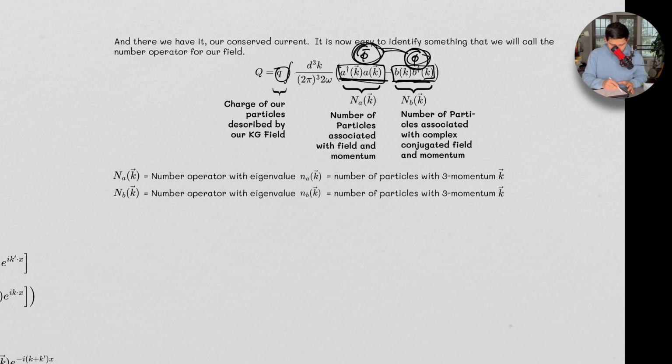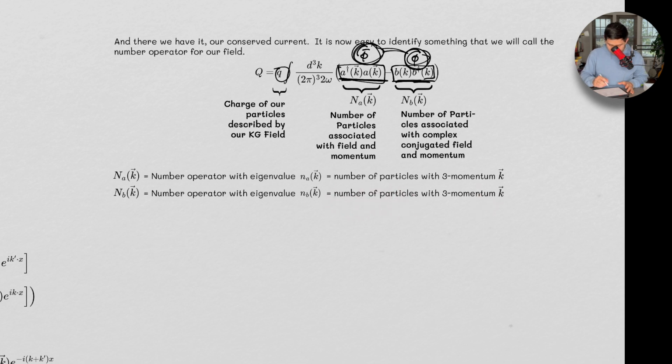Na is the number operator with eigenvalue Na, which is the number of particles with free momentum k. And Nb is the number operator with eigenvalue Nb, which is equal to the number of particles with free momentum k, right?